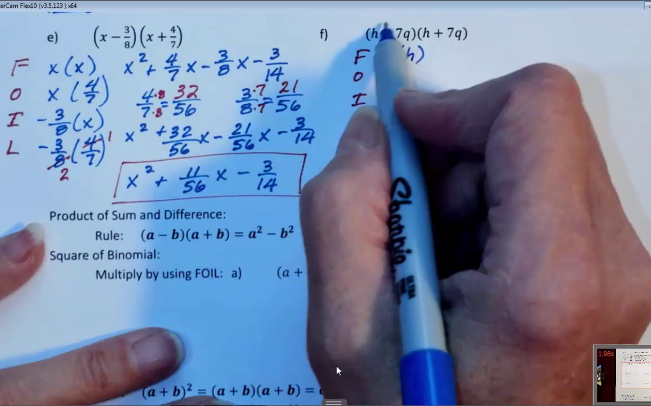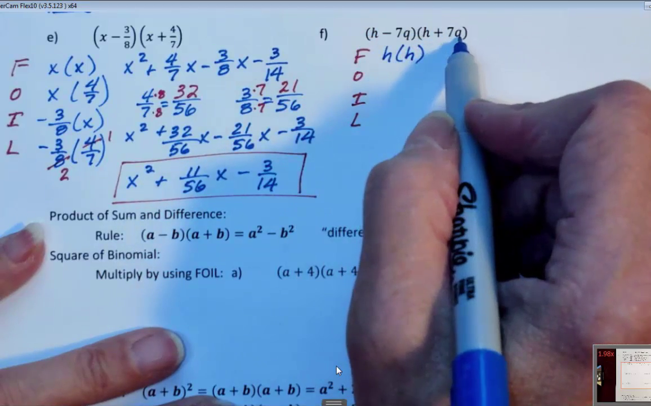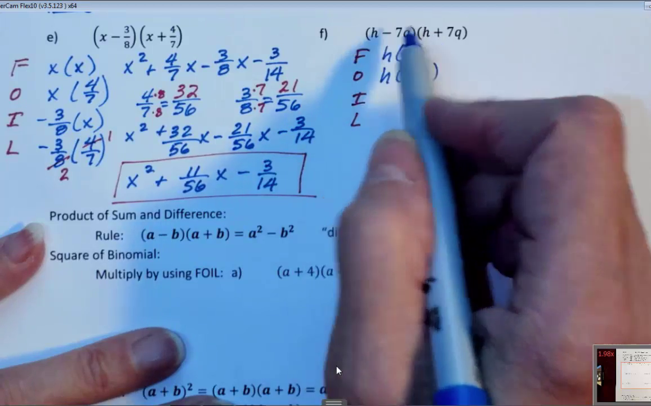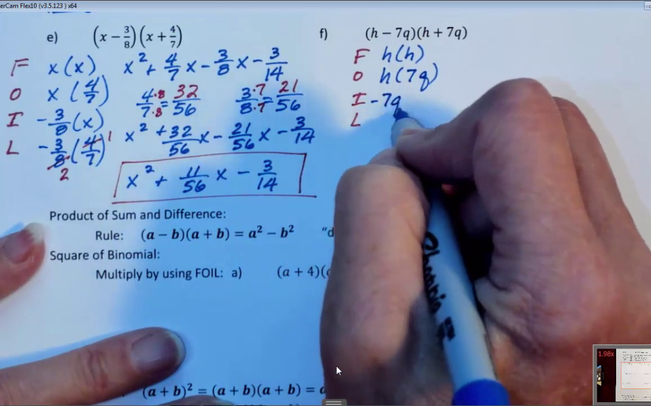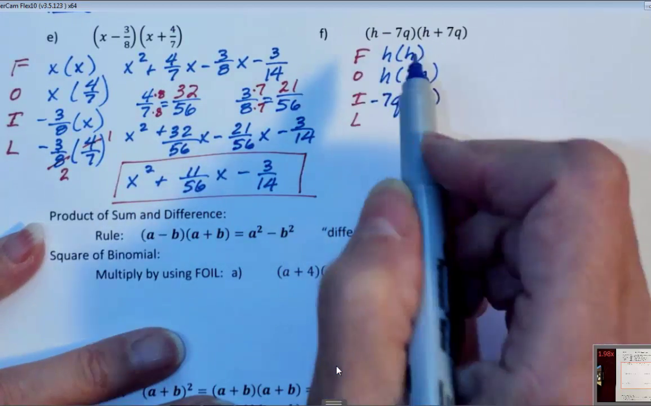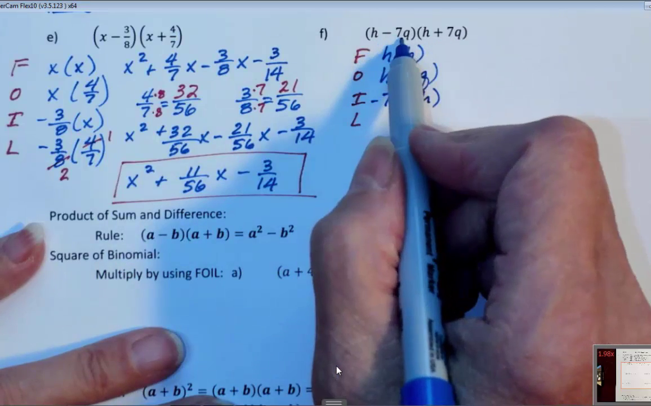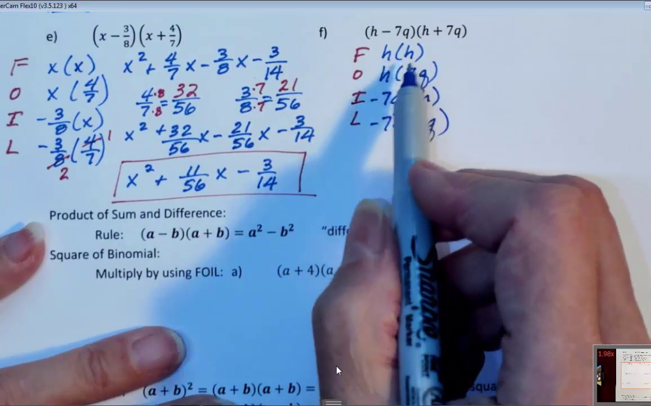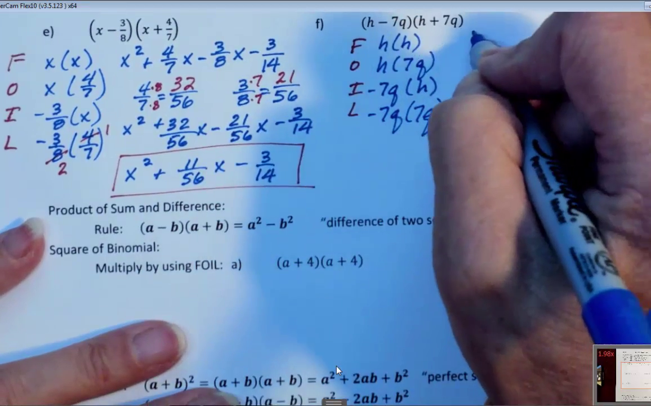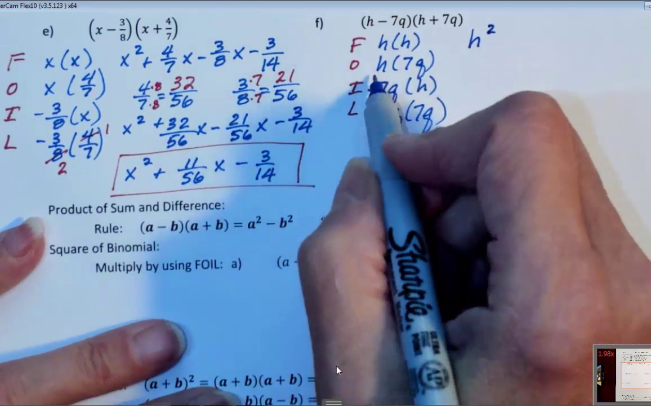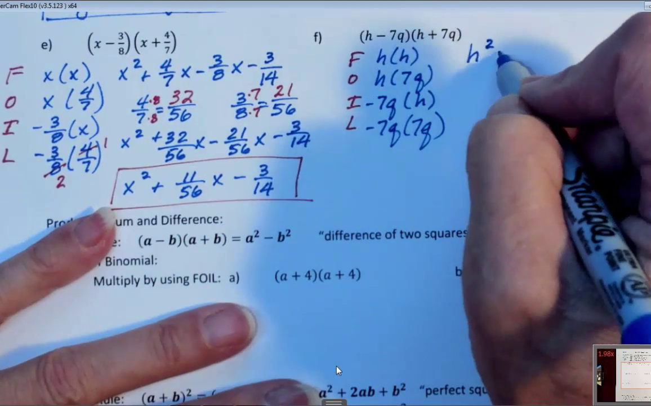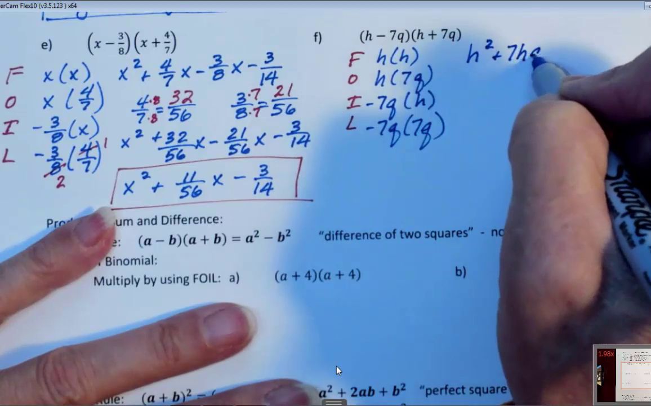O, that's your outer terms, H times 7Q. Inner terms, negative 7Q times H. Last terms, negative 7Q times positive 7Q. So now multiplying, H times H is H squared. H times 7Q, I'm going to write this in alphabetical order, so it becomes plus 7HQ.